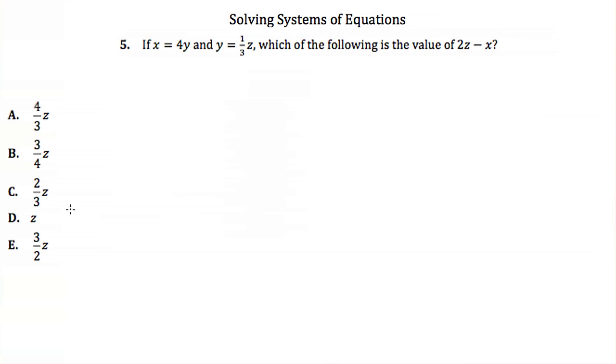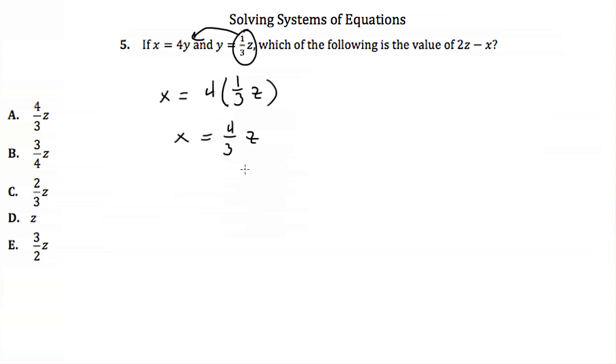Now let's look at problem 5. Here we're told that if x is equal to 4y, and y is equal to 1/3 z, which of the following is the value of 2z minus x? If I take this value of y and plug it into this equation, I'll have x is equal to 4 times 1/3 z, or x is equal to 4/3 z. Now I know what x is equal to in terms of z.